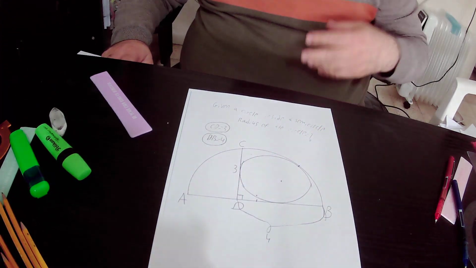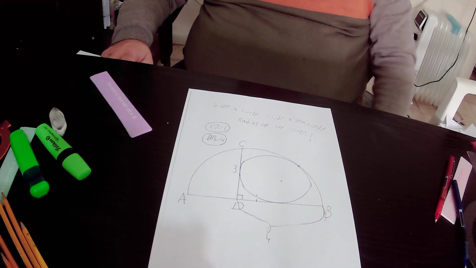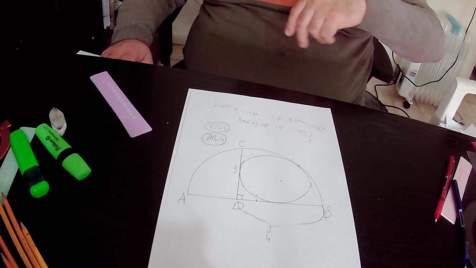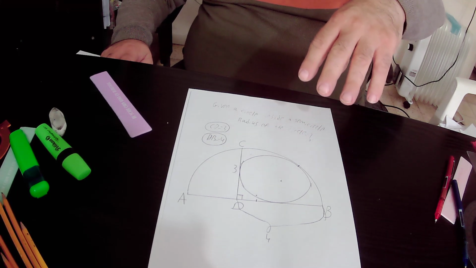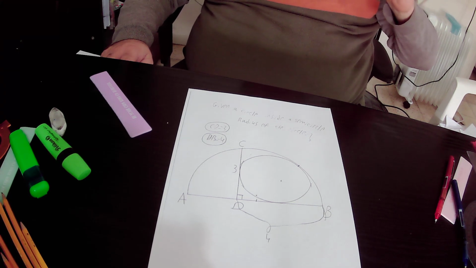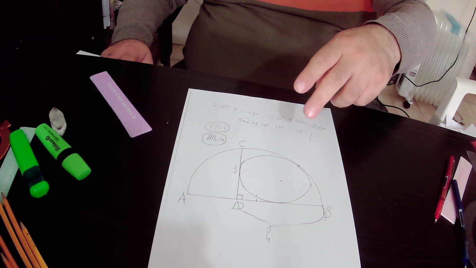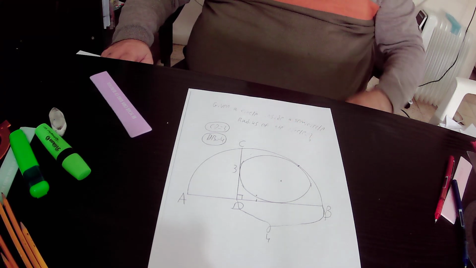And now in this lecture we will find out the radius of the small circle. In the drawing we have a semicircle, and inside the semicircle we have a circle, so the circle is inscribed by the semicircle.